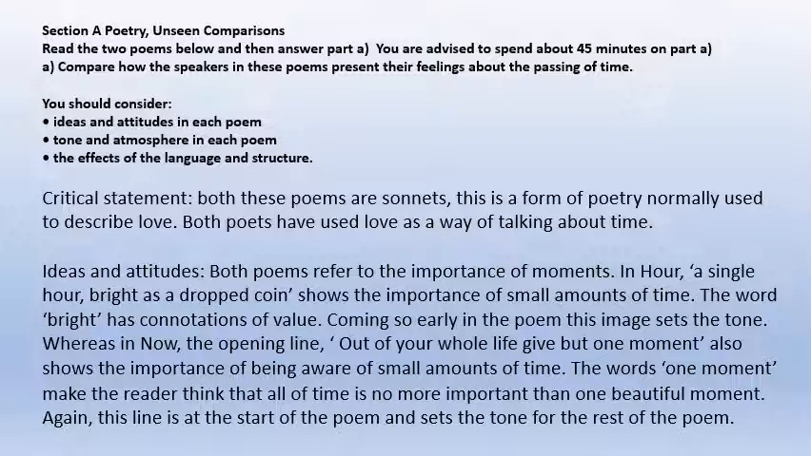Both poems refer to the importance of moments. In Hour, a single hour, bright as a dropped coin, shows the importance of small amounts of time. The word bright has connotations of value. Coming so early in the poem, this image sets the tone. Whereas in Now, the opening line, out of your whole life give but one moment, also shows the importance of being aware of small amounts of time. The words one moment make the reader think that all of time is no more important than one beautiful moment. Again, this line is at the start of the poem and sets the tone for the rest of the poem.